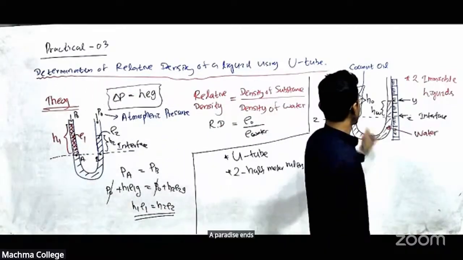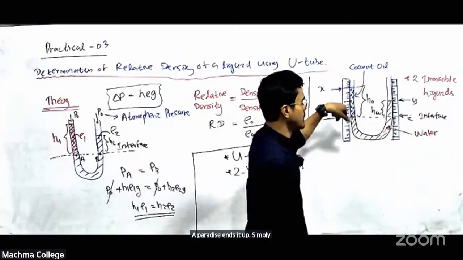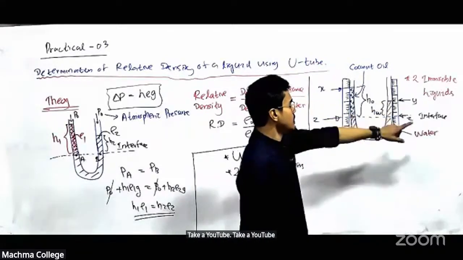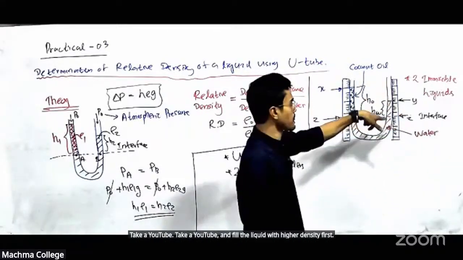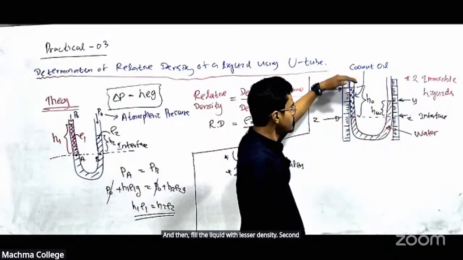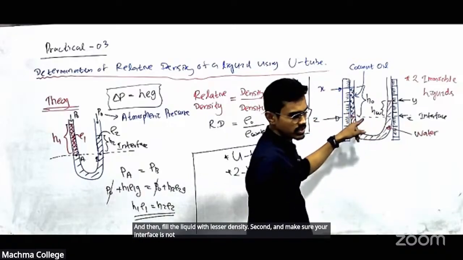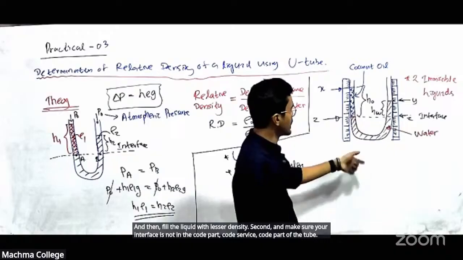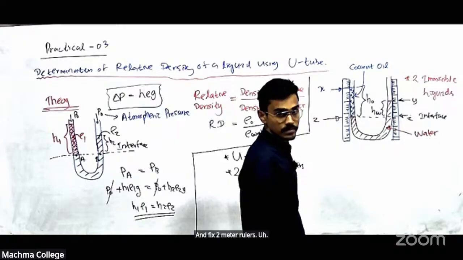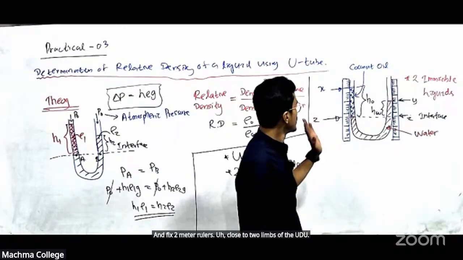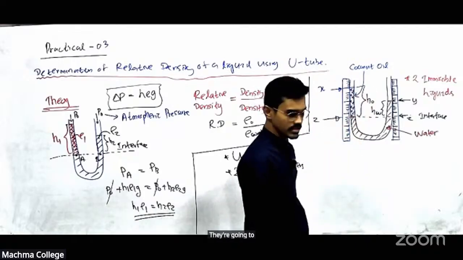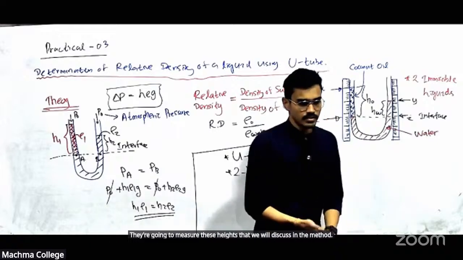Apparatus and setup. Simply, listen again. Take a U-tube and fill the liquid with higher density first, and then fill the liquid with lesser density second, and make sure your interface is not in the curved part of the tube, and fix 2 meter rulers close to the 2 limbs of the U-tube, right? And then we are going to measure these heights. That we will discuss in the method. Finished? Okay.